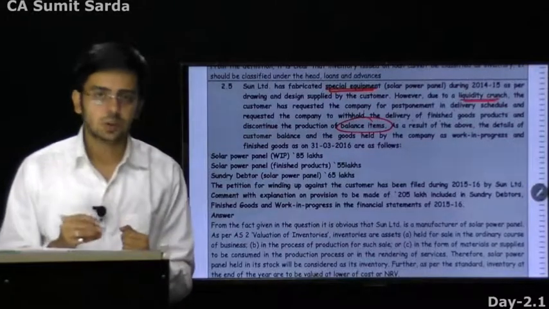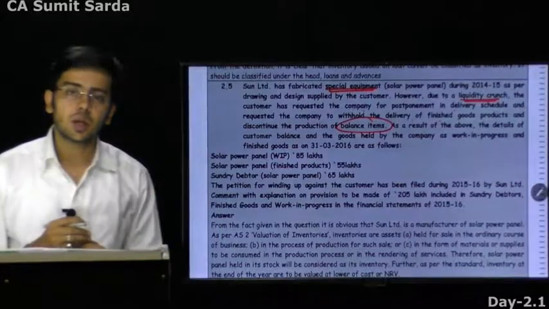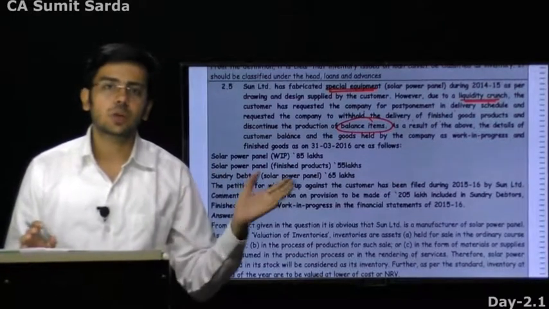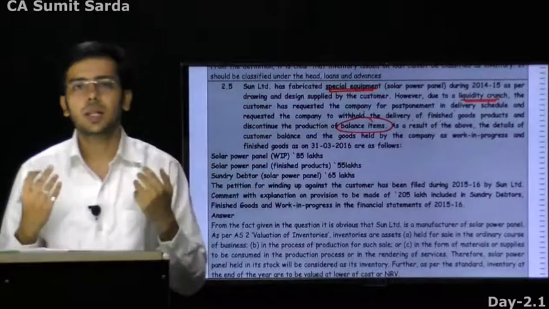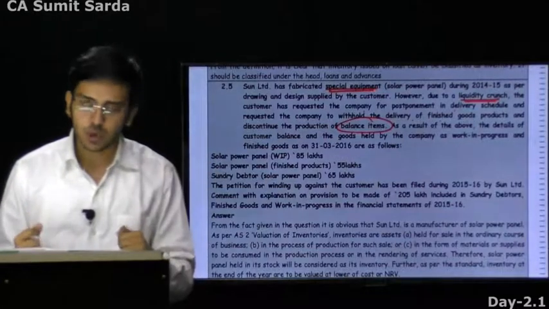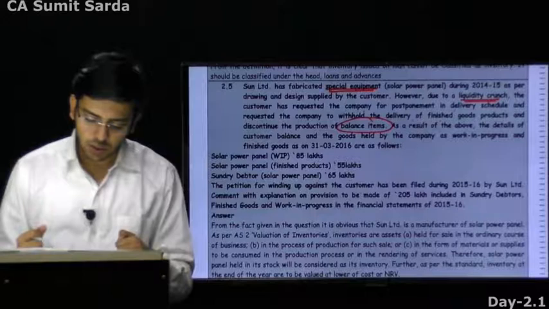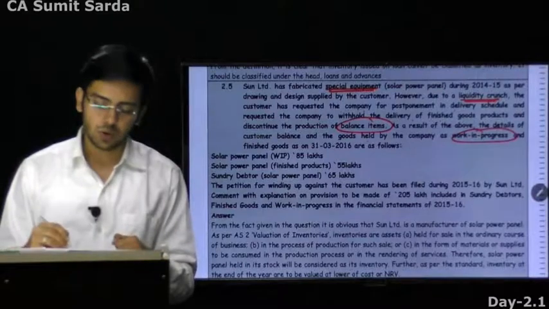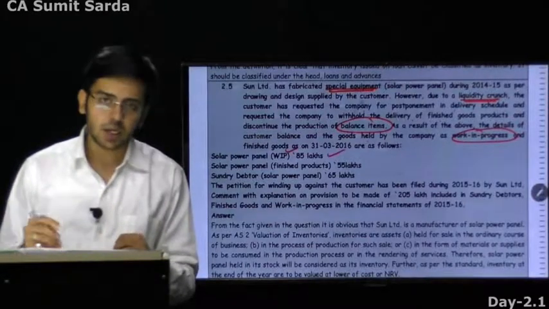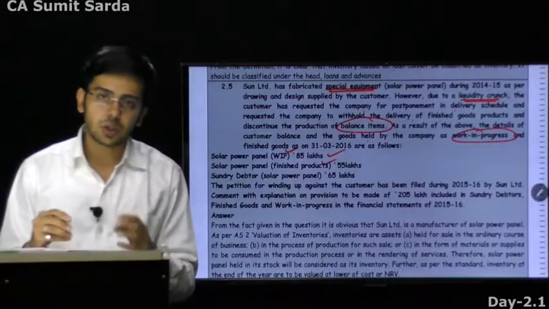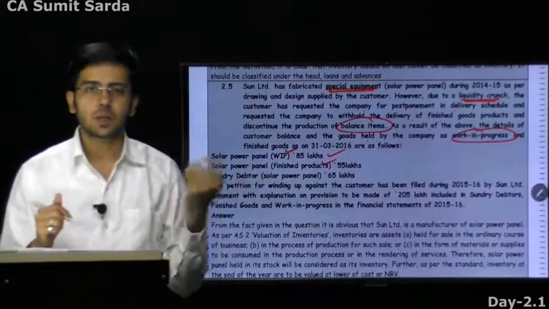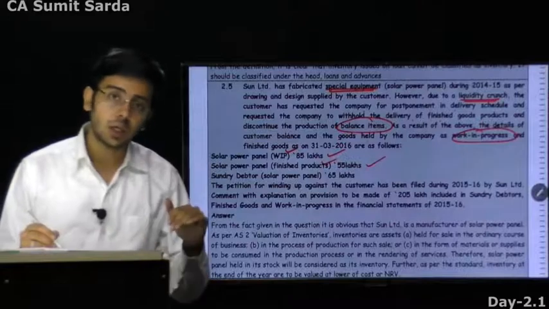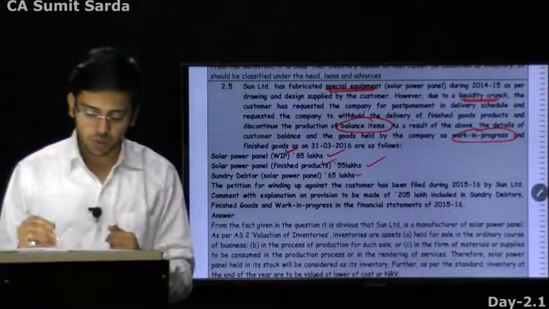Due to liquidity crunch, the customer that you are having has faced certain liquidity issues. So he has asked you postponement of delivery. He has told you that I don't need the further inventory right now, let's postpone it. The day I'll be in a situation to buy it further, I am going to buy the same from you. As a result, the detailed customer balance and goods held by the company as work in progress are given to you. WIP is worth 85 lakh that you have in your books. There were certain panels that were finished, but because he said that I am not going to take the delivery right now, it is held with you, 55 lakhs. Debtor, you have to collect some money for already delivered solar panels worth 65 lakh.